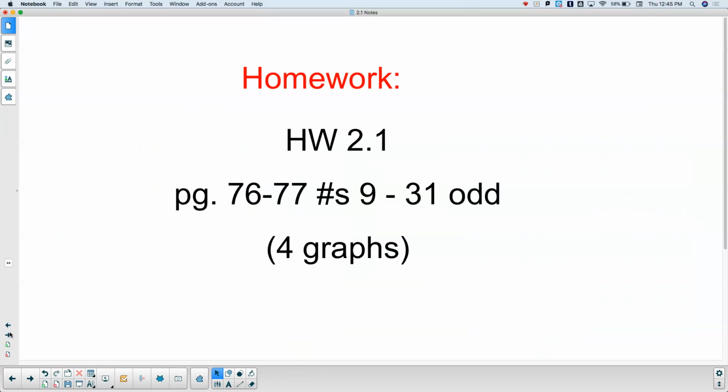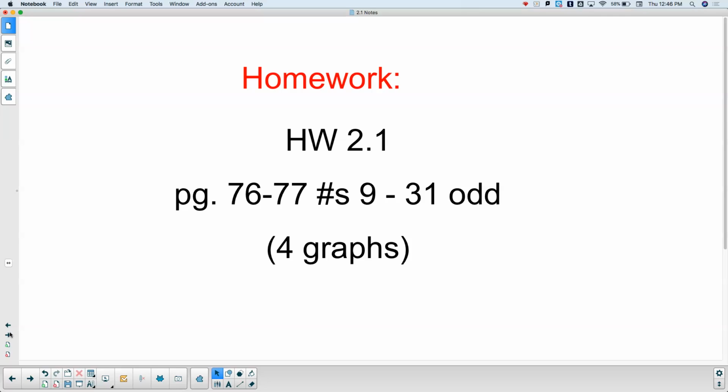Your homework this evening is 9 through 31 odds. 4 of them are graphs. So I am going to hand out to you this white page of homework graphs that you can do. You can do all of your homework on this page because there's plenty of space for you to put the other problems on here too.